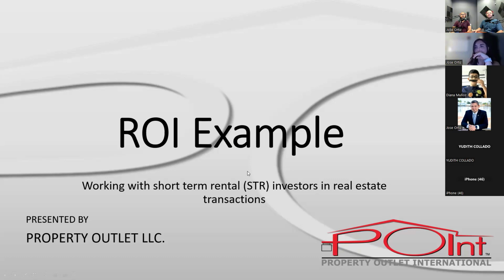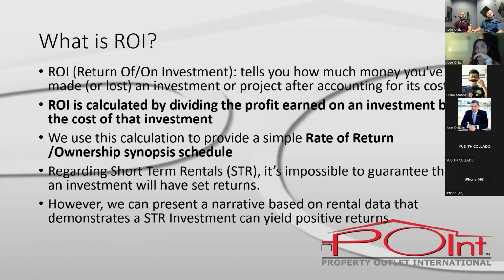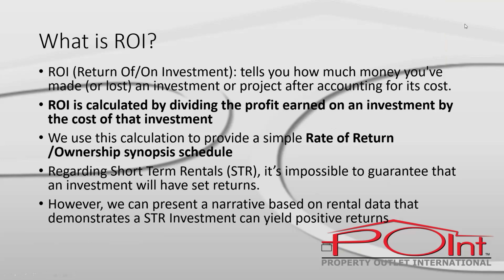All right, so let's just dive right in here. ROI is a buzzword. It just means return on investment. It's a simple calculation that people use to tell you if you've made or lost money on an investment or a project after accounting for its costs. ROI is calculated by dividing the profit earned on an investment by the cost of that investment. And we use this calculation to provide a simple rate of return ownership synopsis schedule.